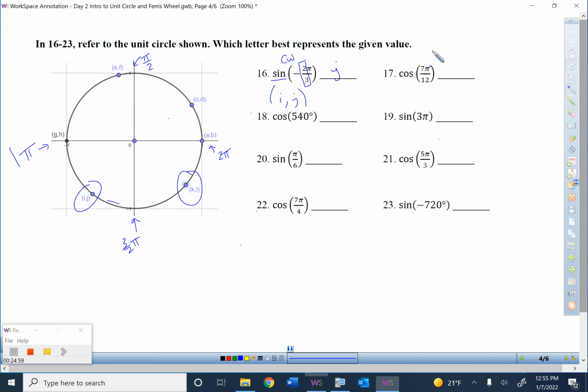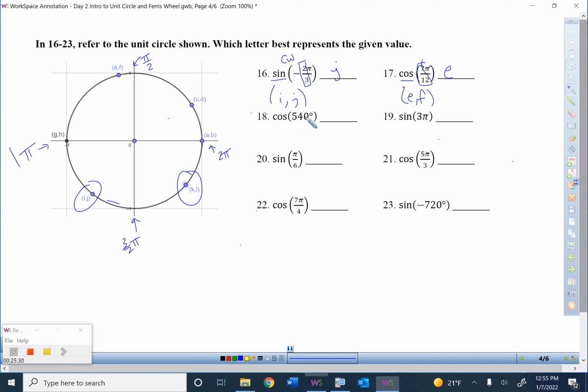Next one works the same way. We're going to look at the fraction. This time it's going counterclockwise like normal. Okay, so 7/12 is less than the number 1, and we have to decide if it's more likely to be this number or this one. 7/12 is past a half, because 6/12 would be a half, so it's got to be the EF. And from there, we want the cosine, which is the x value, so we're ending with E.